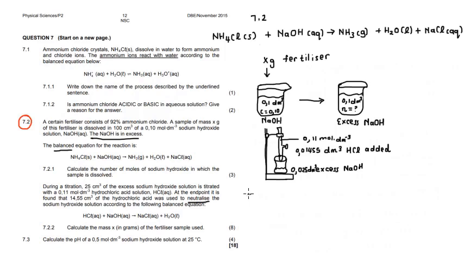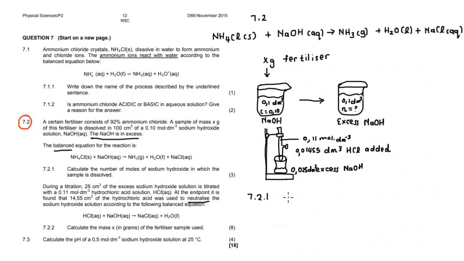So question 7.2.1 is asking us to calculate the number of moles of sodium hydroxide in which the sample was dissolved. What sample are they talking about? They're talking about the sample of fertilizer. Basically they're asking us to calculate the original number of moles of sodium hydroxide that we had in this beaker before we added the sample of fertilizer.